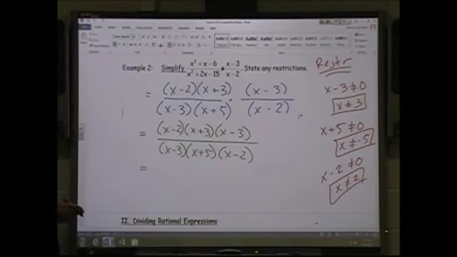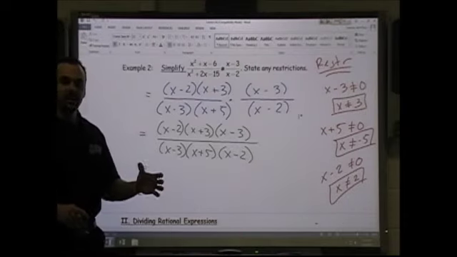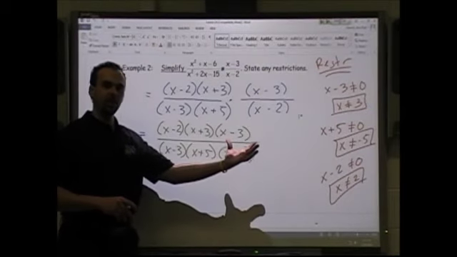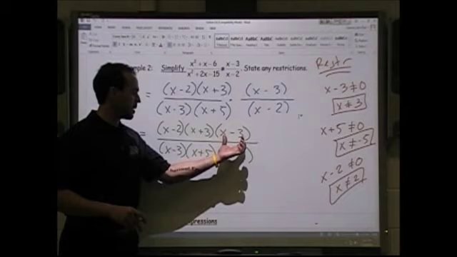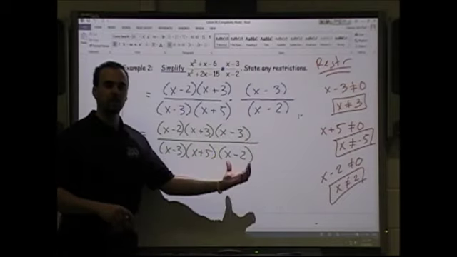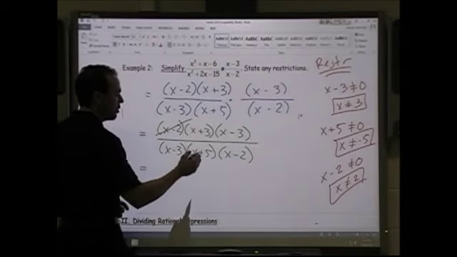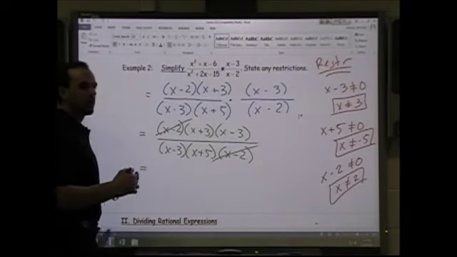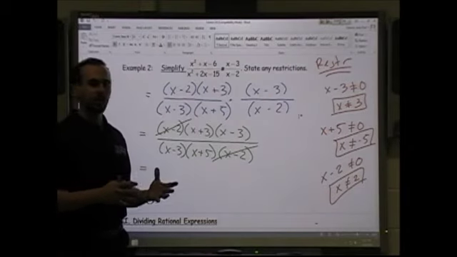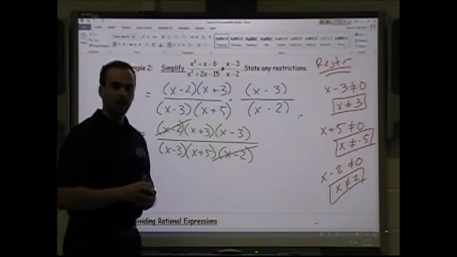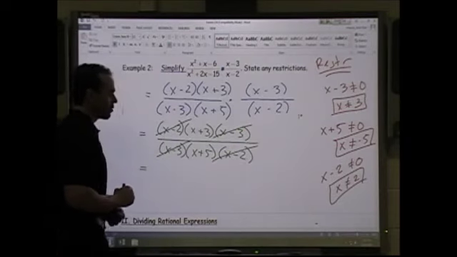The next step is cancel out any common factors. Again, this is all multiplication on the top and all multiplication on the bottom. Bracket times a bracket times a bracket. So factor times a factor times a factor. I can cancel out this x minus 2 divided by x minus 2 is just 1. Again, we're allowed to cancel out because division or multiplication, that doesn't matter which comes first. And then x minus 3 can be canceled with x minus 3.